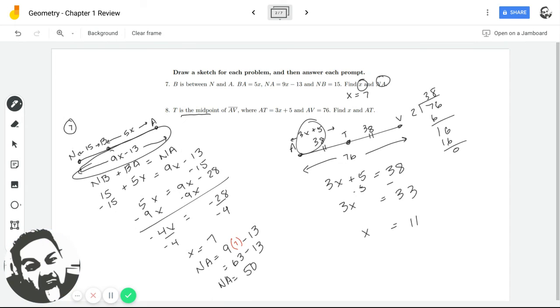So we can show the work if we need to. But our answer is still just x equals 11. Now, we don't have to plug it in because we already found AT. We just found out that AT was 38, and that's how we got the 11. So AT equals 38. And there's my second part.